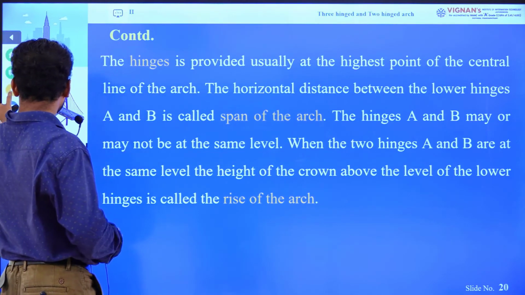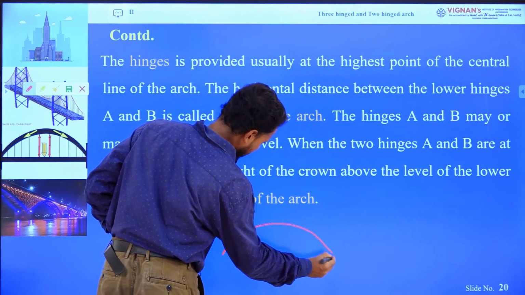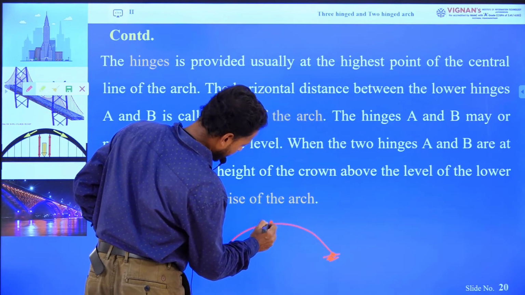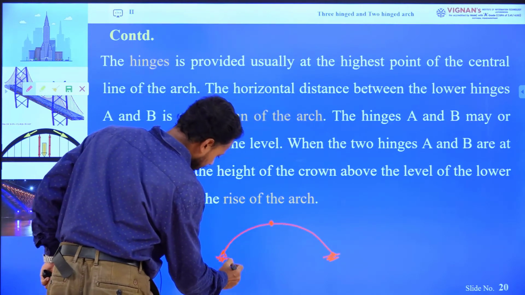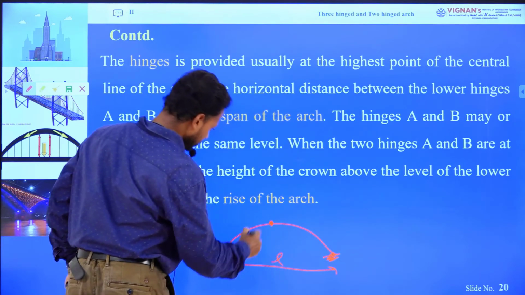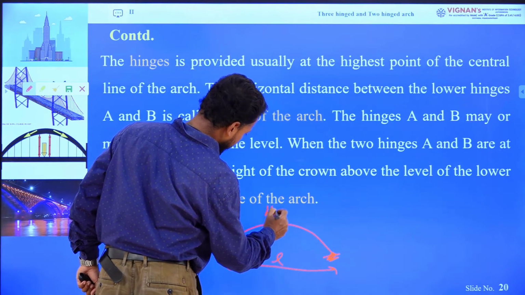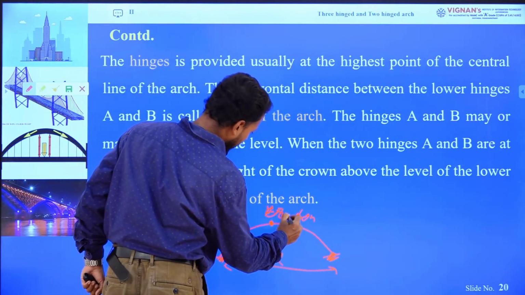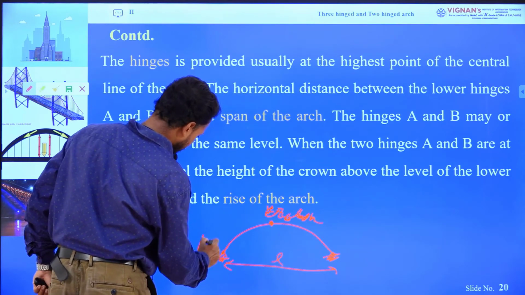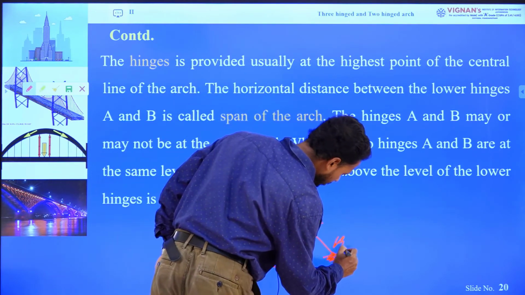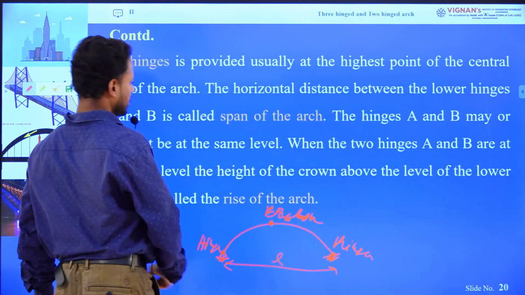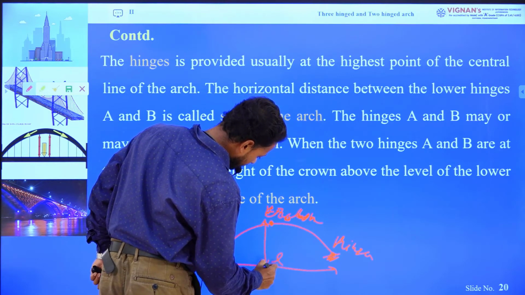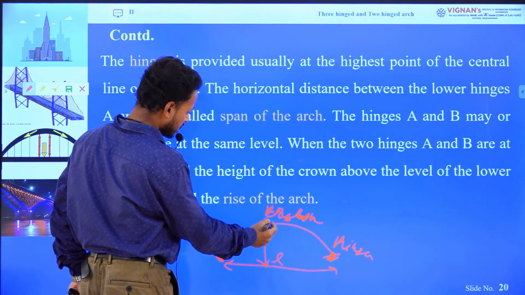So if you consider a 3-hinge arch like this, it has 2 hinges at both ends and 1 hinge at the crown. So this is the length of the arch, this is the hinge point, this is called the crown of the arch. This is a hinge support, this is also a hinge support, right? And the rise of the arch is the length between the lower support and the crown.